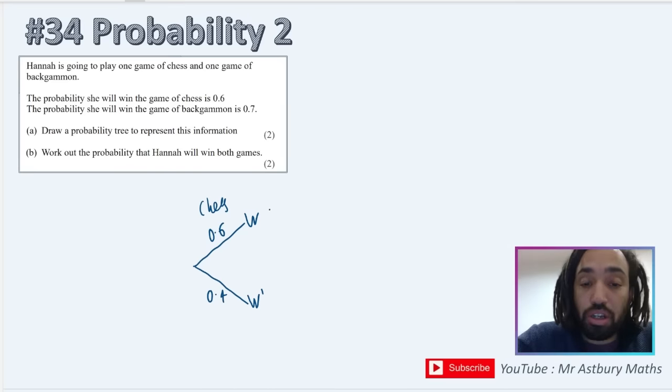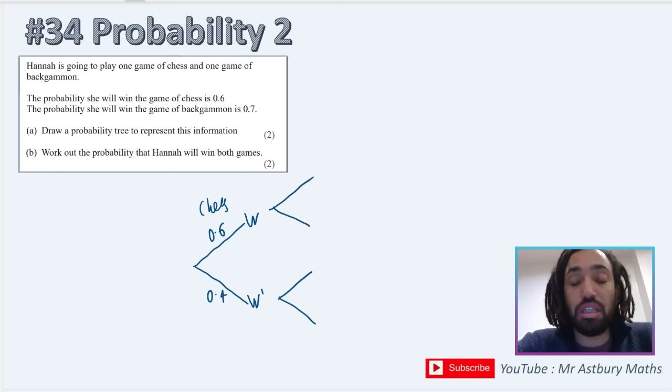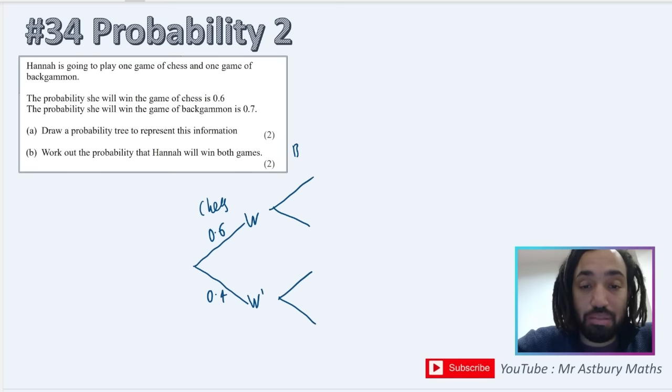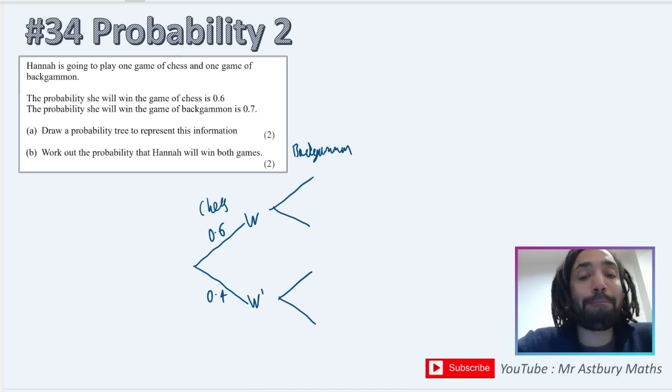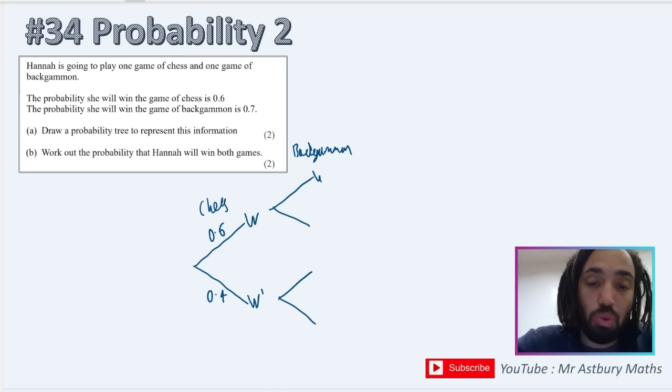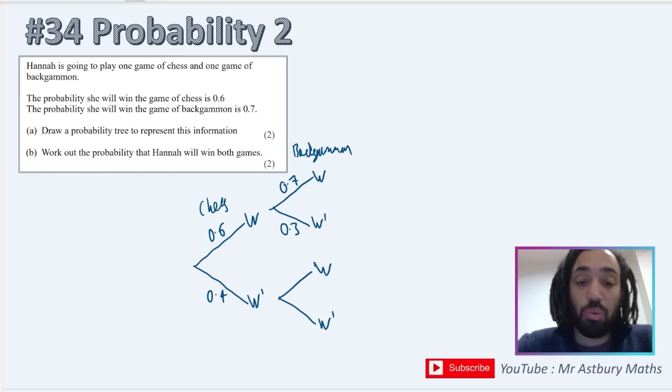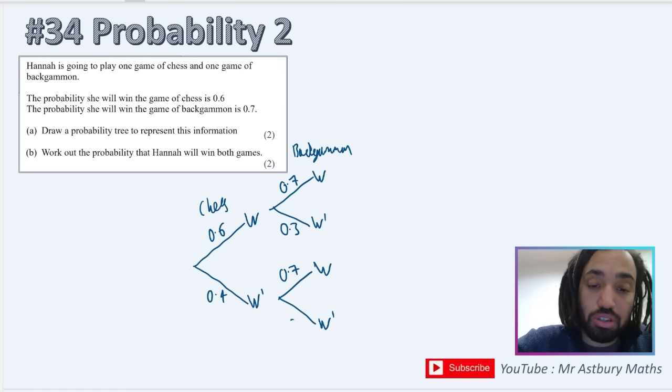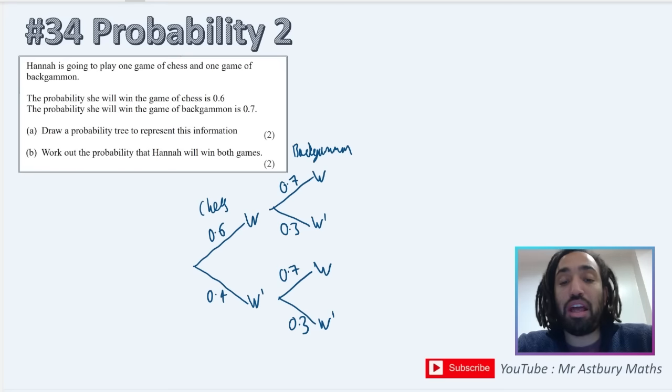And then what we're going to do next is draw two branches stemming from each of those possibilities. And this will be our backgammon branch. And we have win, not win, win, and not win. And this is 0.7. And 0.3 must be the chance of her not winning, because they must add up to 1. And we write that in both of those sections.